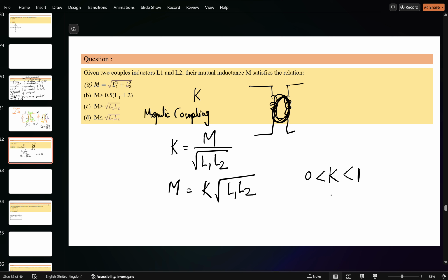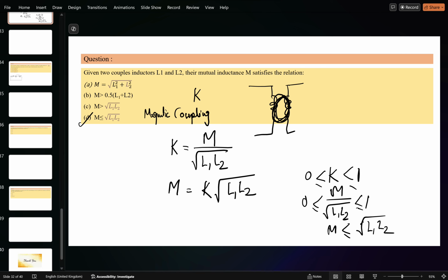If you put this value here, M by root L1 L2 lies between 0 and 1, so M will be less than or equal to root L1 L2. Remember what magnetic coupling is: it is how the mutual fluxes are linked between the two inductances. That is the strength of the coupling. Okay.